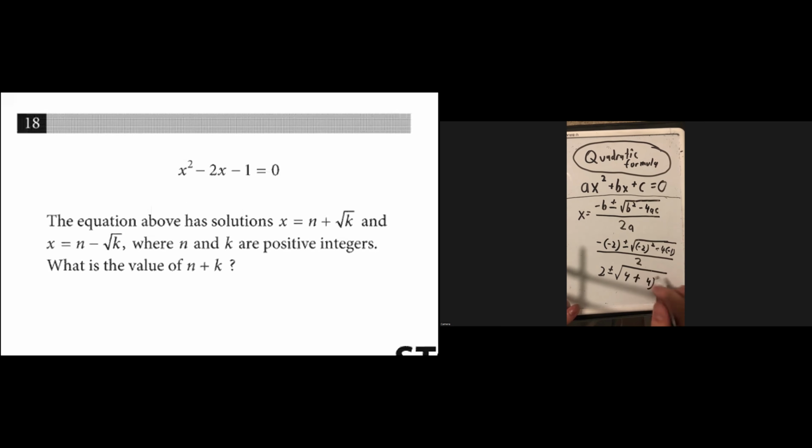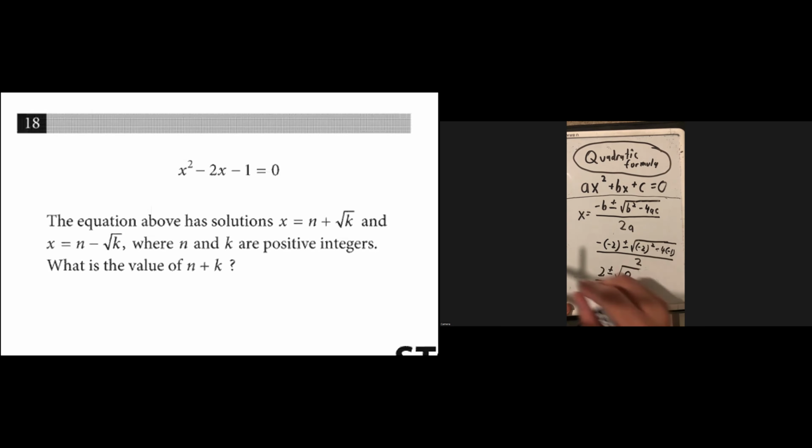So 4 plus 4 all over 2. So this is just root 4 plus 4 is 8. So this gets us 2 plus or minus square root of 8 over 2. And now, since the format it gives is x plus root n and x minus root n, it means we have to get rid of this, which means we have to simplify this square root.